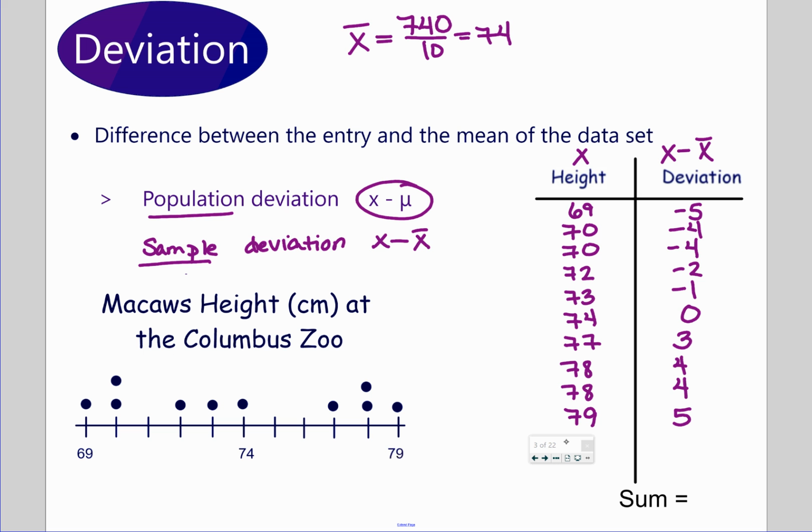How do you know if you got all your deviations right? Sum up that column real quick. -5 plus -4 plus -4 plus -2 plus -1 plus 3 plus 4 plus 4 plus 5. And you will always get a sum of 0 if your deviations are correct. Okay? Questions calculating a deviation? Great.